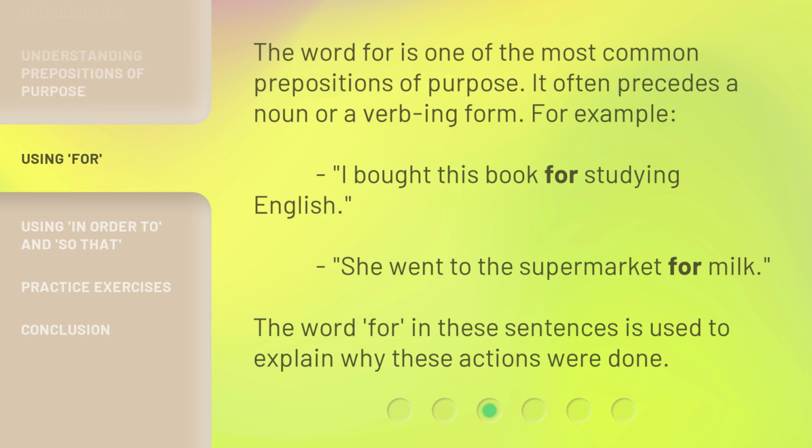The word for is one of the most common prepositions of purpose. It often precedes a noun or a verb ing form. For example, I bought this book for studying English. She went to the supermarket for milk. The word for in these sentences is used to explain why these actions were done.